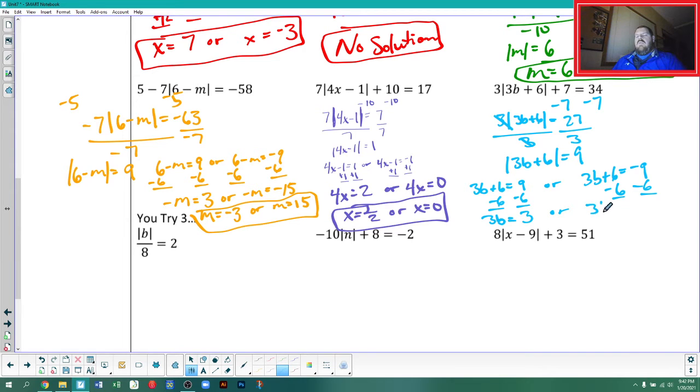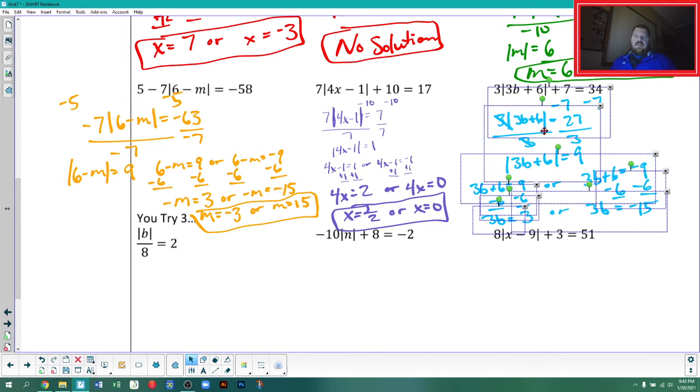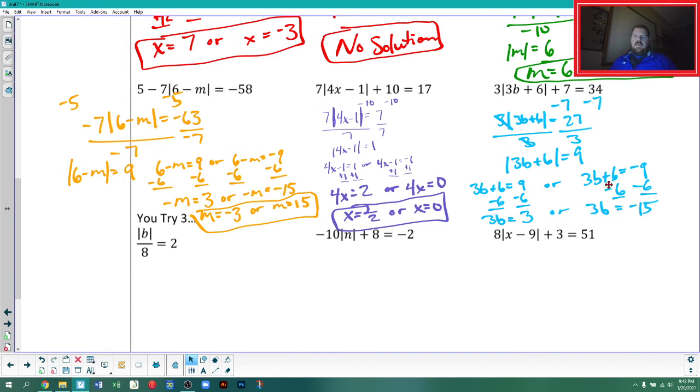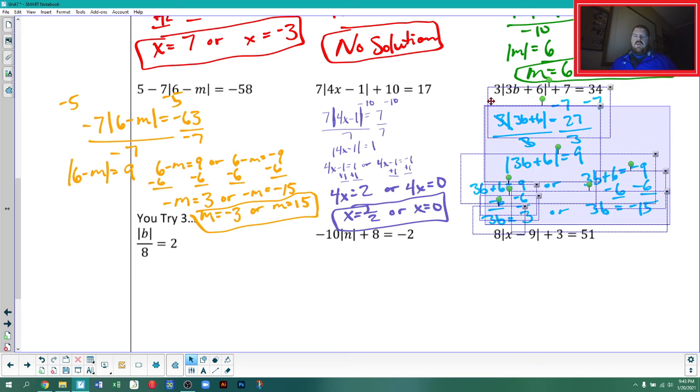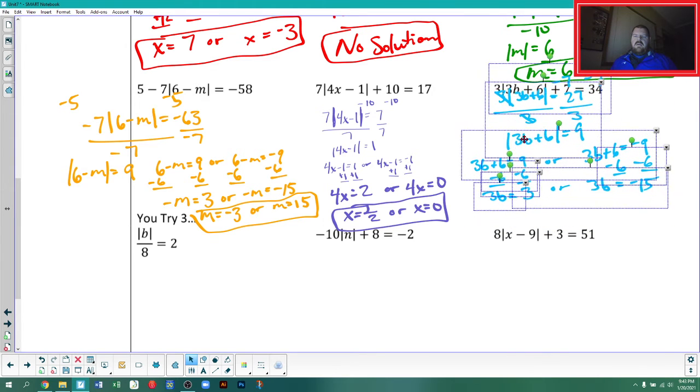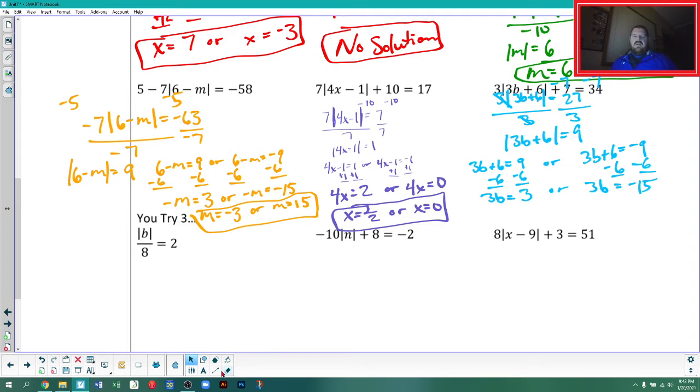We get 3b equals negative 15 again. All right, now dividing by 3, and again I've run out of room. You'd think I'd learned my lesson. Dividing by 3, I get b equals 1, or b equals negative 5.